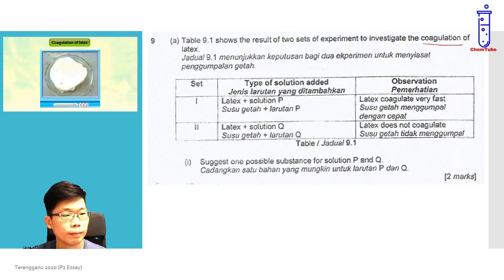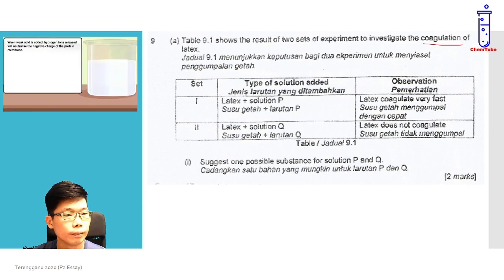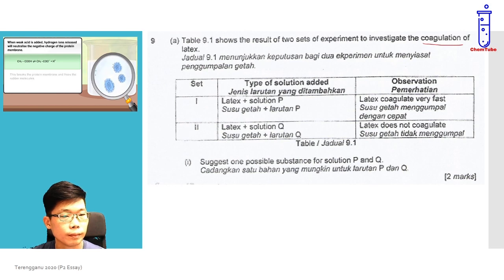Why does this happen? When weak acid is added to latex, it coagulates. The hydrogen ions released will neutralize the negative charge of the protein membrane. The free-moving rubber particles no longer repel each other. Instead, they collide with each other. The collision of the rubber particles results in breakage of the thin protein membrane. The rubber molecules tend to clump together. Therefore, latex coagulates.